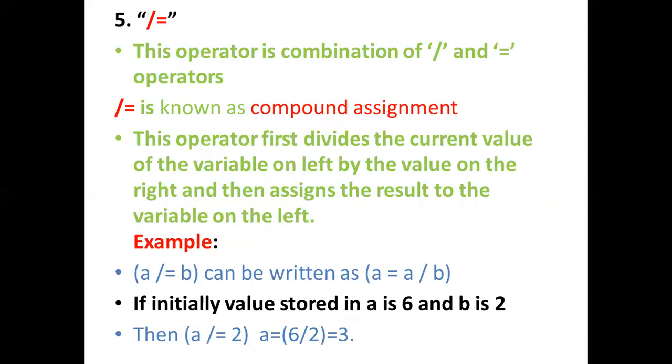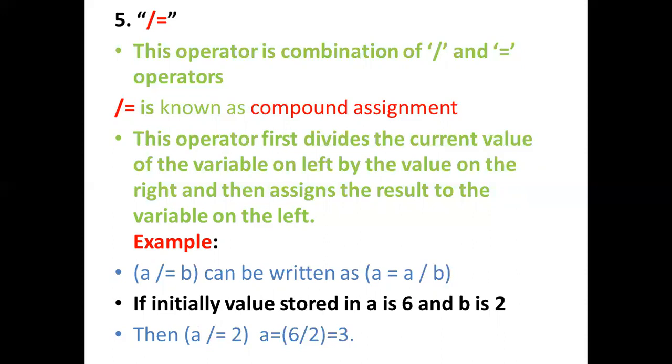Next operator is divide equal to. This operator is a combination of divide and equal to operators. Divide and equal to is known as compound assignment. This operator first divides the current value of the variable on left by the value on the right and then assigns the result to the variable on the left. For example, a divide equal to b can be written as a equal to a divided by b.